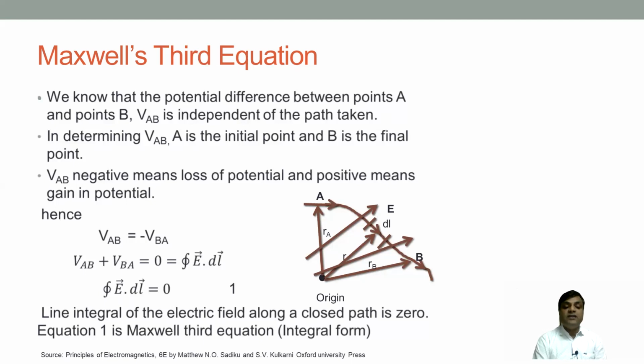And why do we write E dot dl? Because V equals E times d. It means the line integral of the electric field along a closed path is 0. That is called the Maxwell third equation, in integral form.